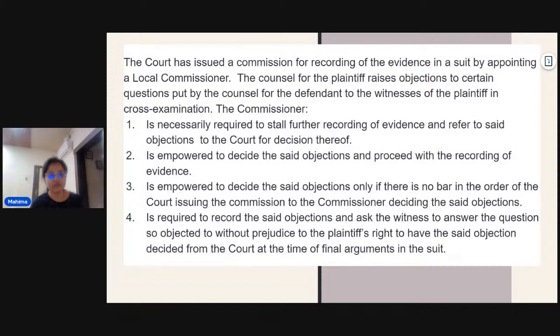The court has issued a commission for recording of the evidence in a suit by appointing a local commissioner. The counsel for the plaintiff raises objections to certain questions put by the counsel for the defendant to the witnesses of the plaintiff in cross examination. The commissioner is necessarily required to stall further recording of evidence and refer the said objections to the court for decision thereof, is empowered to decide the said objections and proceed with recording of evidence, is empowered to decide the objections only if there is no bar in the order of the court issuing the commission to the commissioner deciding the said objection, is required to record the said objection and ask the witness to answer the question so objected to without prejudice to the plaintiff's right to have the said objection decided by the court at the time of final arguments in the suit.